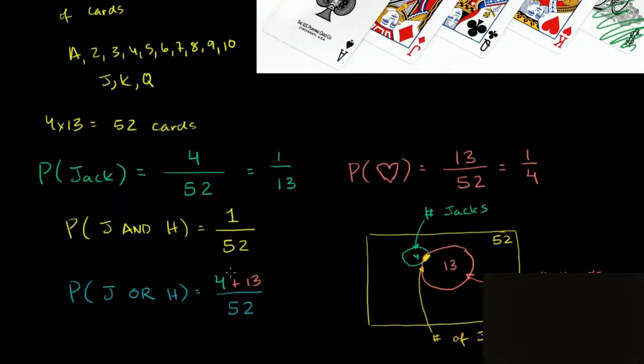But in both of these, when we do it this way, in both cases, we are counting the jack of hearts. We're putting the jack of hearts here, and we're putting the jack of hearts here. So we're counting the jack of hearts twice, even though there's only one card there. So you have to subtract out where they're common. You have to subtract out the item that is both a jack and a heart. So you would subtract out a 1.